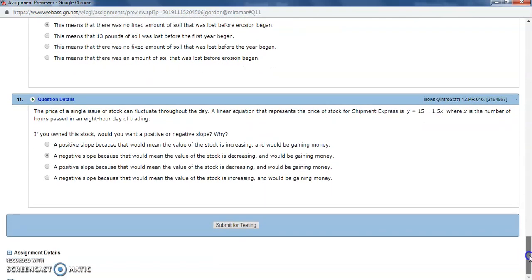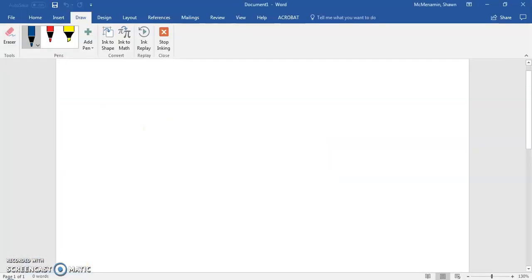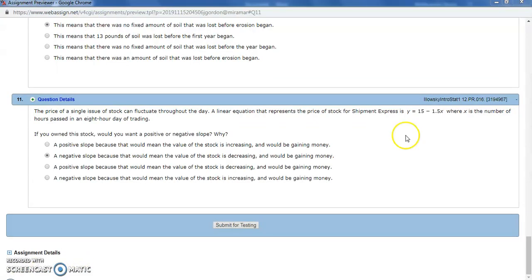For this one, x is the number of hours passed in an 8-hour day of trading. So you can think you have 15 minus 1.5x. So if x is 1, you can see the price is 15 minus 1.5. But if x is 10, then it'd be 15 minus 1.5 times 10, which is 15, so the cost would be 0. So you want a positive slope because that would mean the value of the stock is increasing and you'd be gaining money.